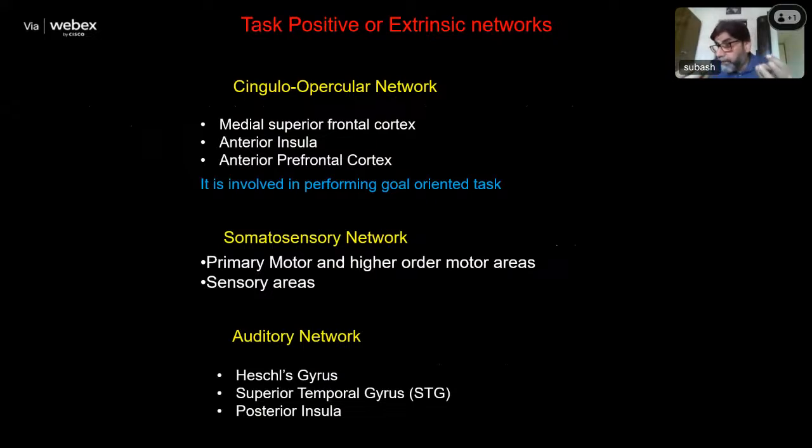Then there are the sensory networks and the motor network. When you do any motor task or any sensory job involving the five senses, the somatosensory and motor cortex of the network gets activated. And when you are hearing anything, it is the auditory network, which comprises the Heschl's gyrus, the superior temporal gyrus, and the posterior insula. These are the three areas involved in the auditory network.